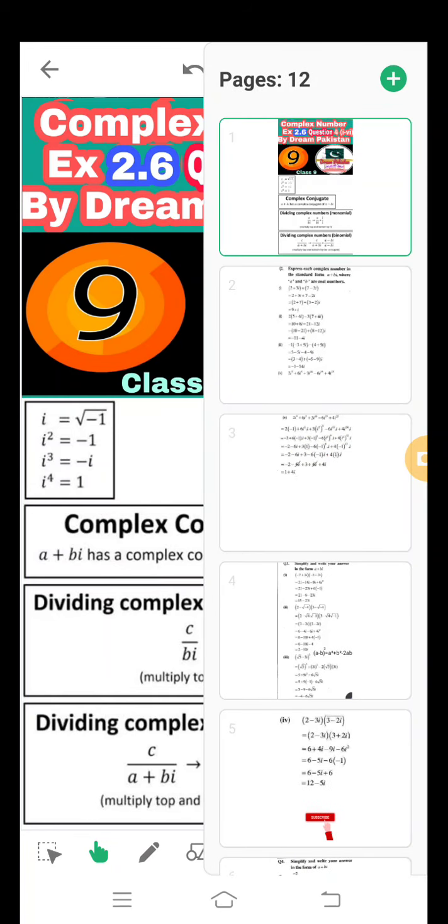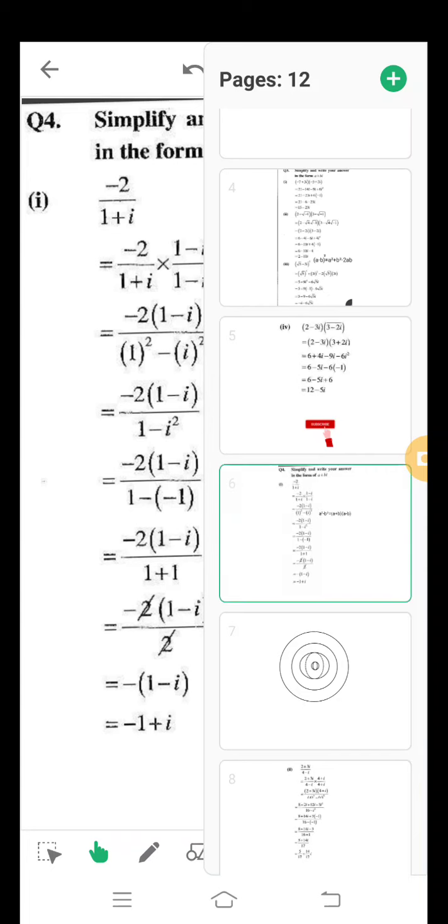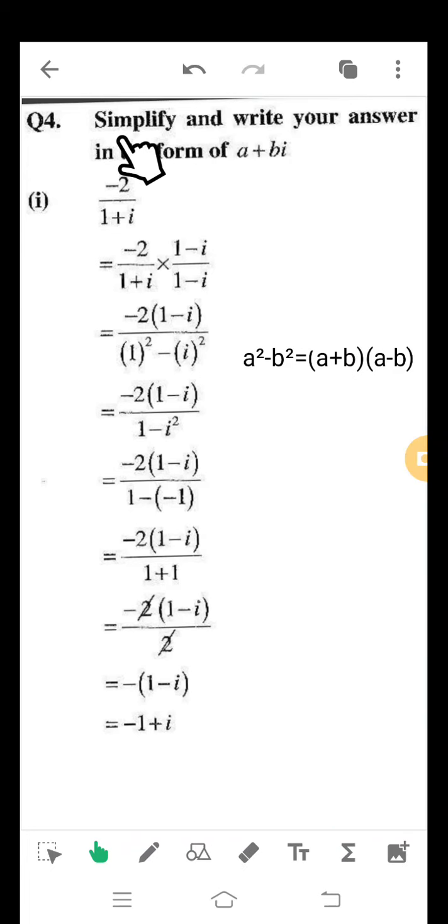Now we will solve some problems of exercise 2.6. First question: simplify and write your answer in the form of a plus b iota. So the first question is minus 2 over 1 plus iota. We have seen that here is a binomial, so for minus 2 over 1 plus iota, we multiply and divide by 1 minus iota, which is the conjugate of 1 plus iota.